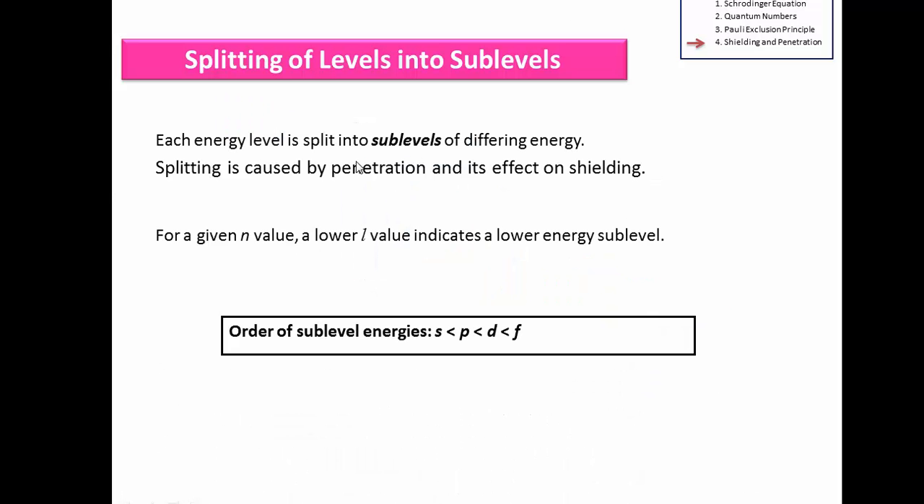So each energy level is split into sublevels of differing energy, and this splitting is caused by penetration, just like we mentioned. So for a given n value, say we have a principal quantum number of 4, the lower your l value, the lower in energy your sublevel is going to be. So a 4s is lower in energy than a 4p, which is lower in energy than a 4d, which is lower in energy than a 4f.